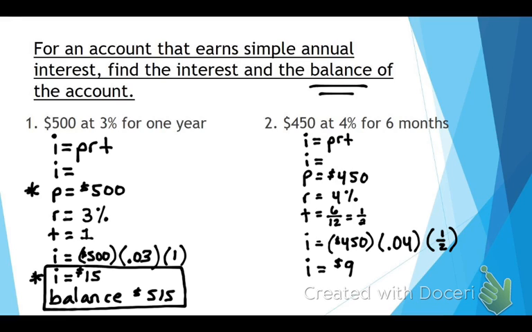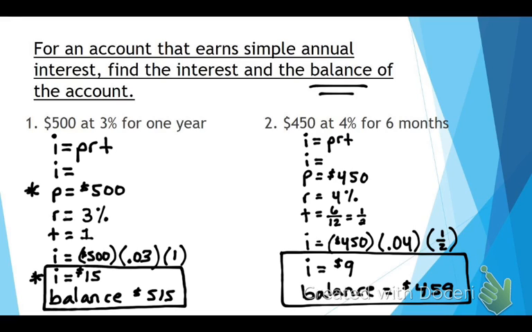But in my instructions, once again, I found the interest. Now I have to find the balance. What is the balance? $459. Okay, how'd you find that? Adding the interest and the principal. Okay, you add the interest and the principal together. So it was $450 plus $9, and you get $459 for the balance. Any questions on the second one?